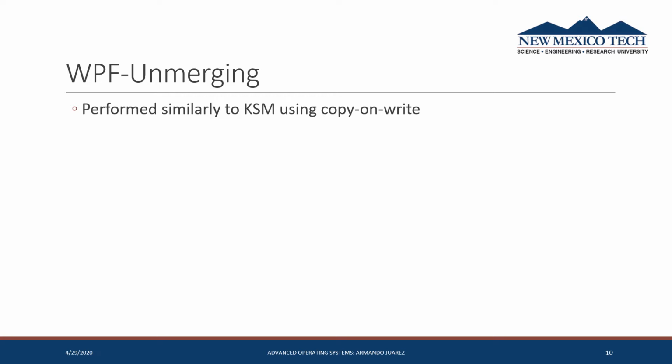Unmerging for Windows is extremely similar to KSM. It just performs in the same fashion a copy on write after a change has been discovered.